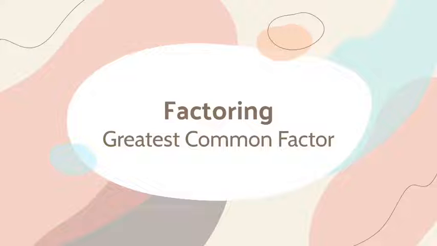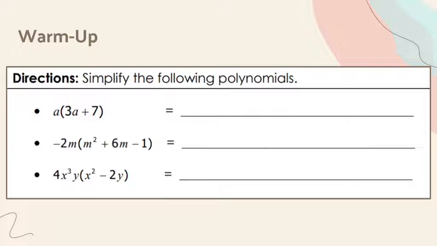Today's video is going to be about factoring a greatest common factor. To warm up, we want to first take these polynomials and simplify them. In order to do that, we are going to distribute. So a times 3a is 3a squared, and a times positive 7 is positive 7a.